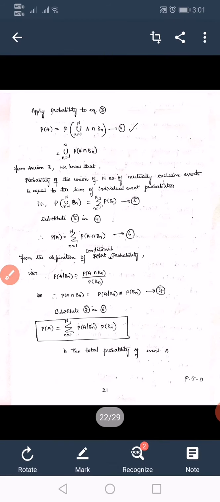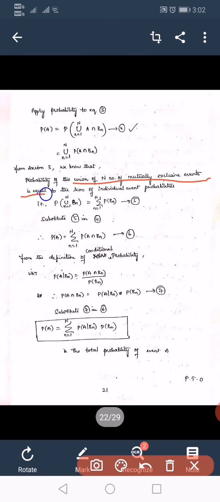Now apply probability. Take probability on both sides. P of A equals P of the union n equal to 1 to N of A intersection Bn. Now the third axiom of probability, what is that? If the union of n mutually exclusive events is there, then the probability of these n mutually exclusive events is equal to the sum of the individual event probabilities. This is the third axiom. So P of the union n equal to 1 to N, Bn, we can write as summation n equal to 1 to N, probability of Bn.